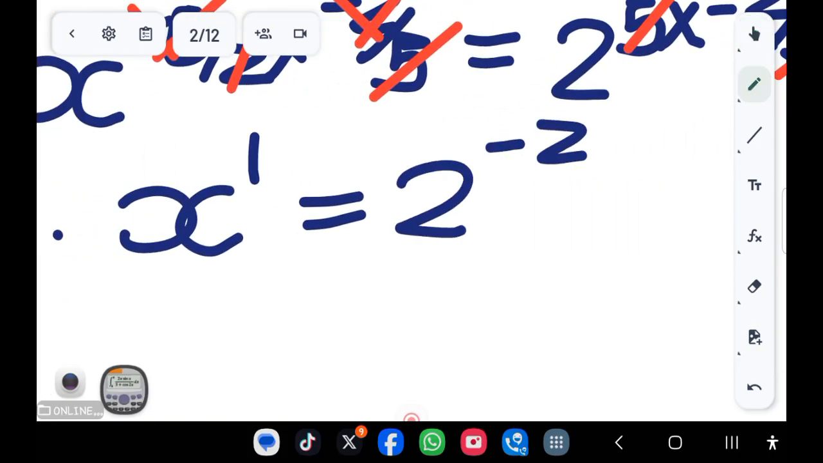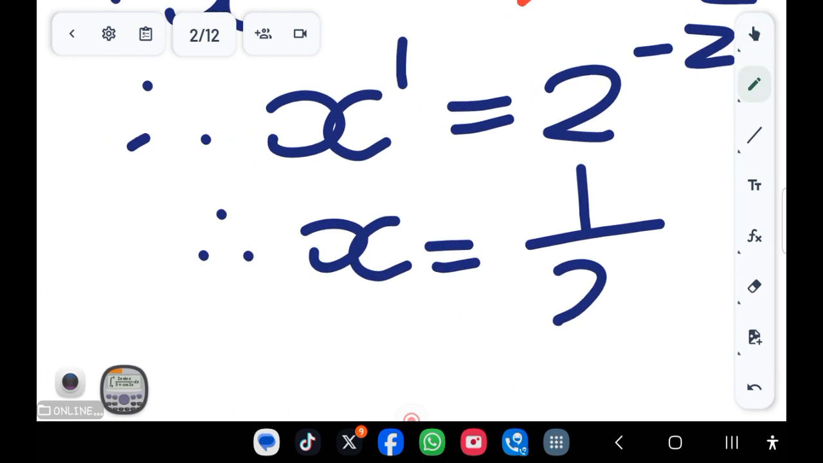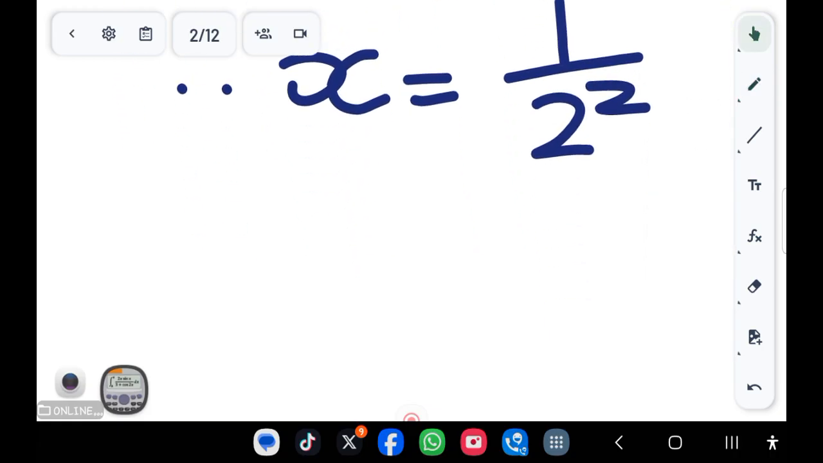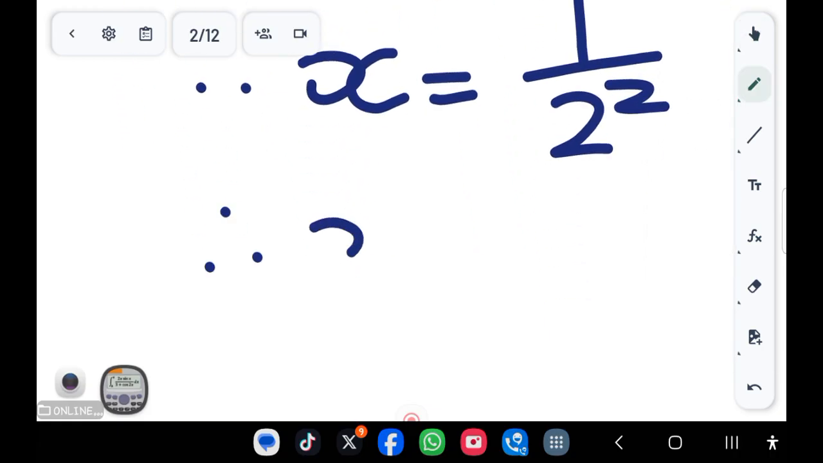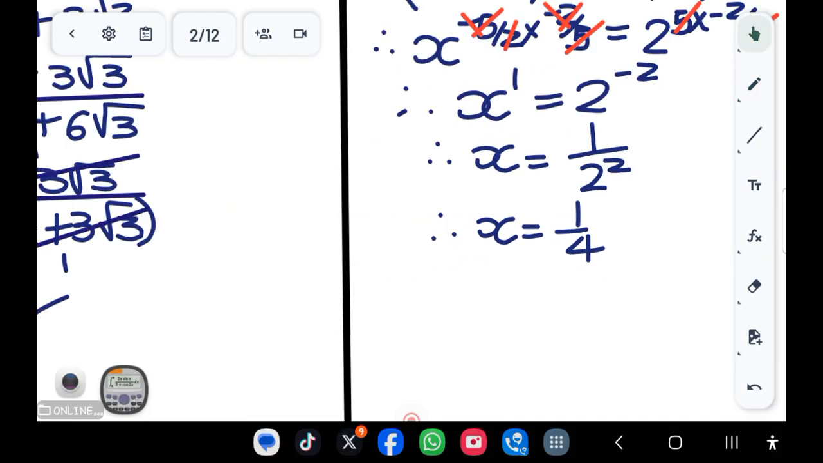2 to the power of negative 2, which means x is 1 over 2 to the power of 2, which equals, therefore, x equals 1 over 4, and that is the answer.